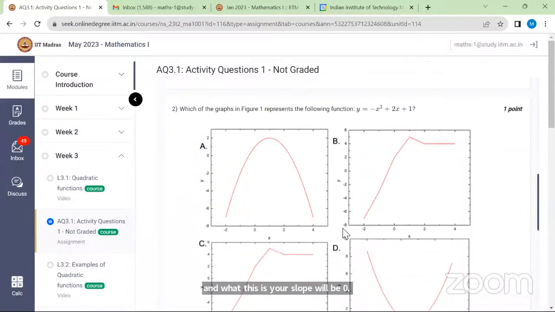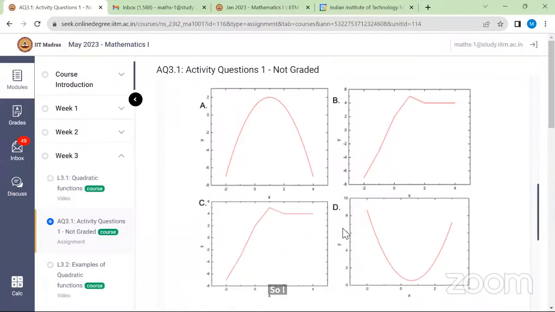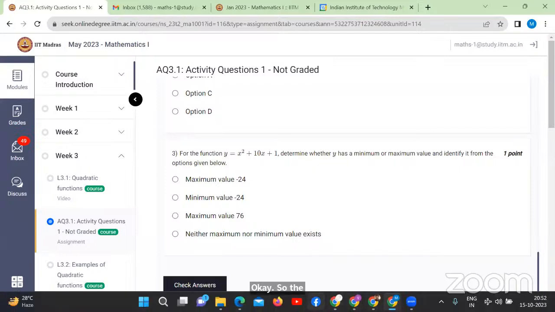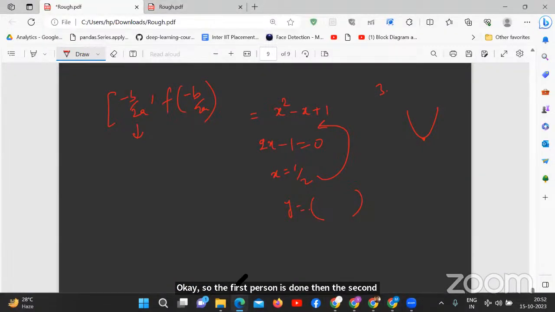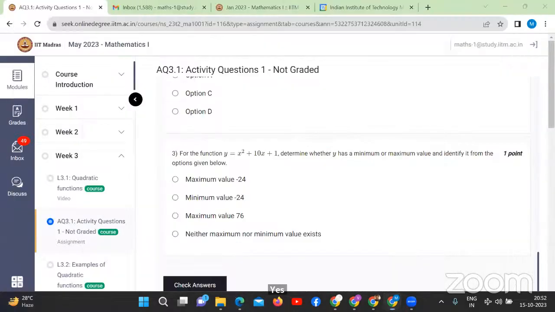Okay, so the first question is done. The second is also simple. How will it go? It will go downward because a is negative here. And the third problem is pretty simple. You have a function x square plus 10x plus 1, and you have to calculate the minima or maxima. How will you know whether a minimum or maximum will occur? By seeing the a value. When a is greater than 0, it opens upward, so it's a minimum, and if a is less than 0, then there is a maximum.